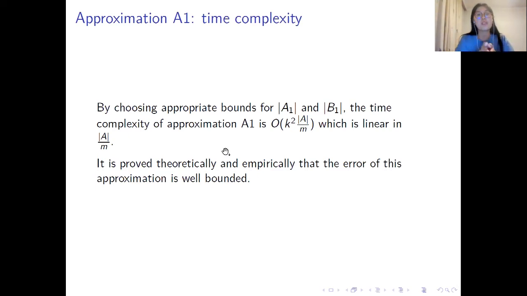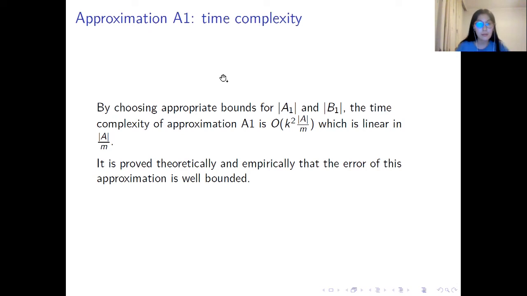But the problem of this approximation is that A over M is quite big. So when the population size is quite big, such as 10 to the power of 7, and the number of buckets is quite small, like 100, this approximation is still too slow. So we need to further approximate that.